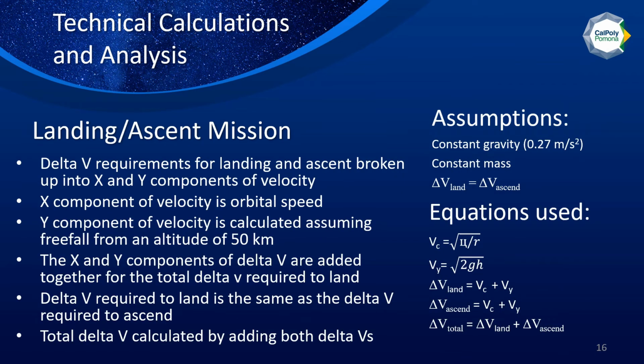Now, the delta V requirements were determined by finding the x and y components of the velocity. The x component was assumed to be the orbiting speed of the spacecraft, while the y component was the speed at which the lander freefalls under Ceres gravity. The sum of these x and y components gives the delta V required to land. It also gives us the delta V required to ascend back to the orbiting spacecraft, since it is assumed the delta V for landing is the same as the delta V for ascending. Therefore, the delta V required for the lander is just the sum of the landing delta V and the ascension delta V.